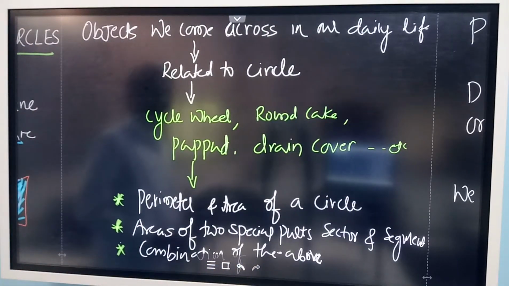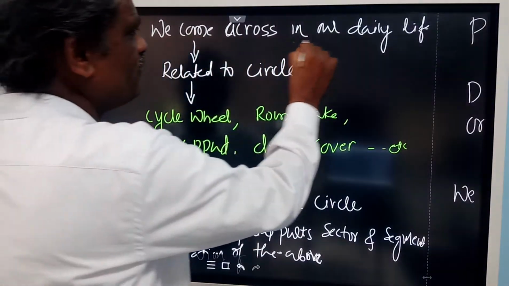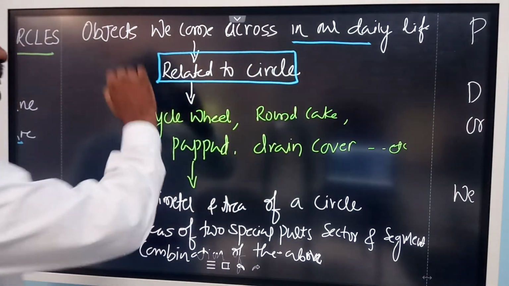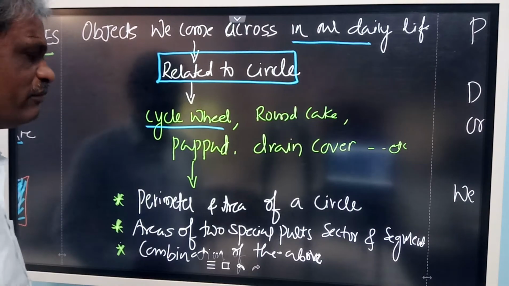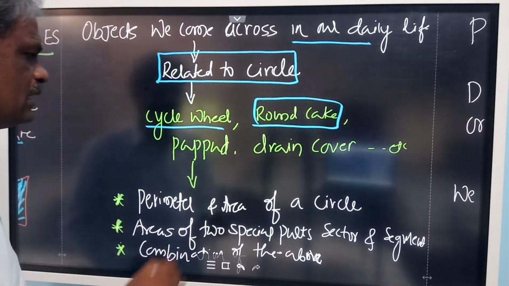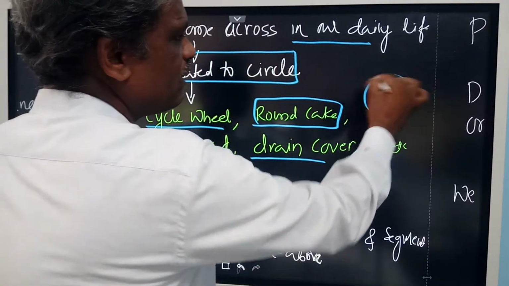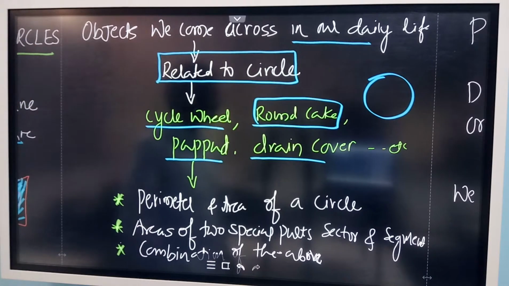Now you can see we come across many objects of different shapes in our daily life, particularly related to circles. Some objects related to circles you might have seen: a cycle wheel or a wheel of any vehicle, a cake which is round in shape, a popcorn, or a drain cover. A drain cover means the drainage will have a cover like this. We can give hundreds of examples which are circular in shape.